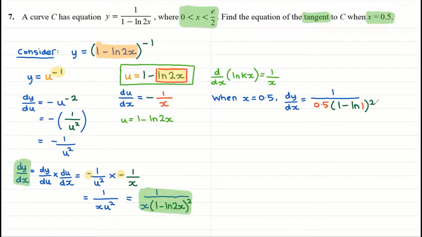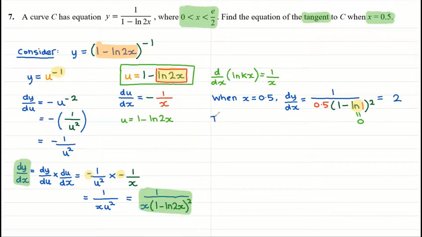So that's that. What can we see from this? Well, the natural log of 1 is, of course, just 0. So that bit there is equal to 0. So it's 1 subtract 0, which is just 1 squared, and multiplied by 0.5 in the denominator. So it's just 1 over 0.5, which gives us an answer of 2. So that's the value of the gradient of the curve when x is 0.5. This is the same as the gradient of the tangent.